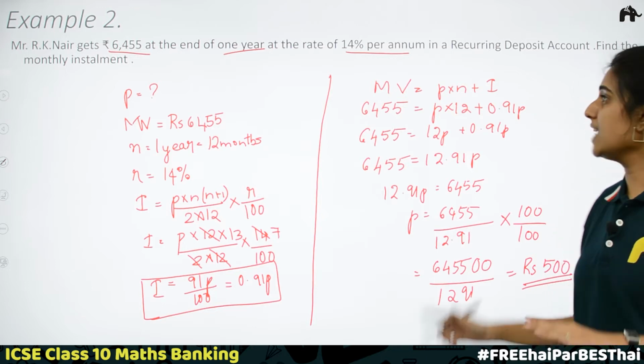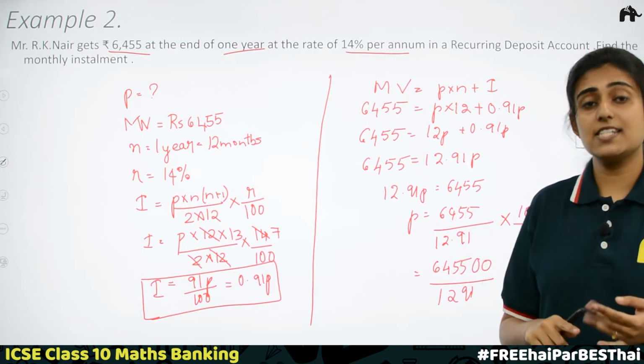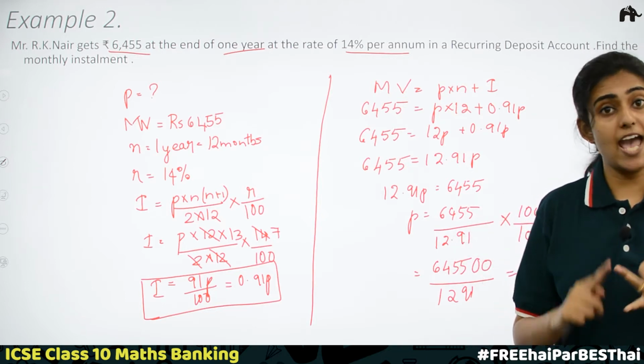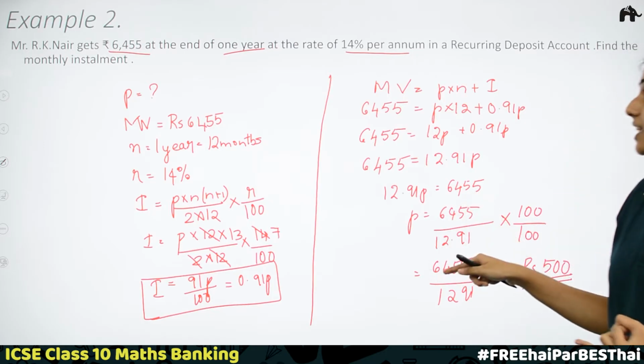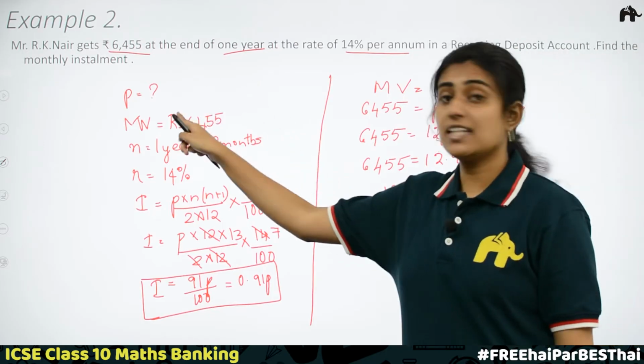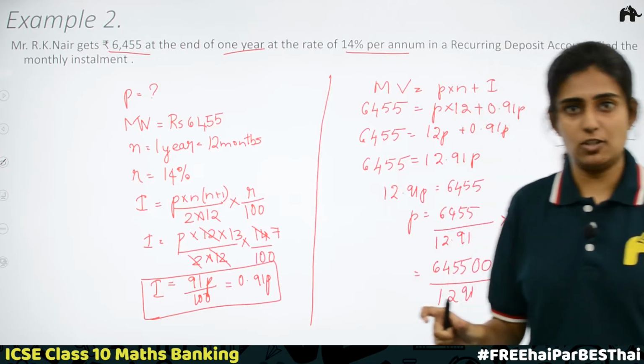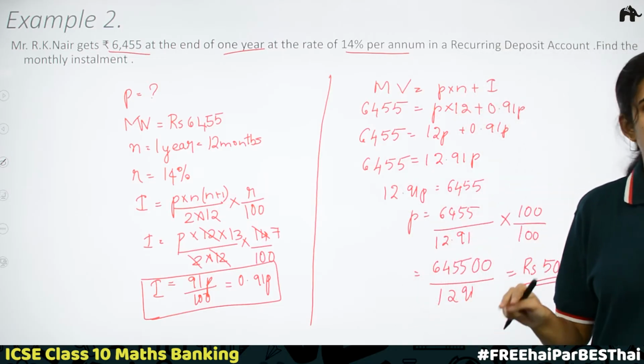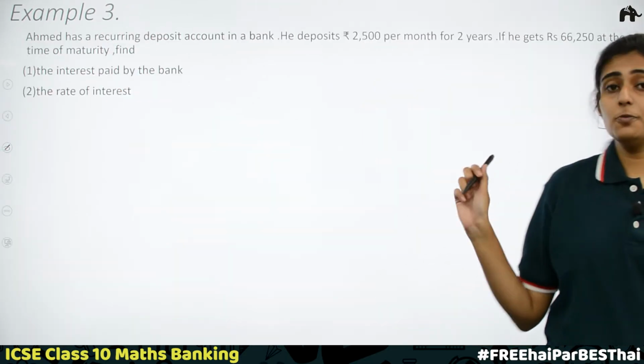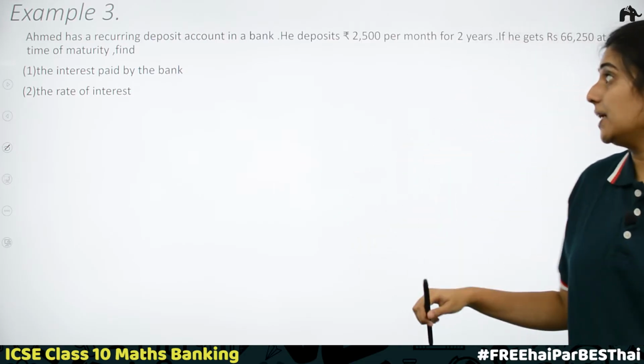Clear? This is the second type of question. In the first question, we had determined the interest and the maturity value. This is a question in which we are finding the monthly installment, that is the P value. This is the second type of question. Clear? Okay, let's now move on to the third example.